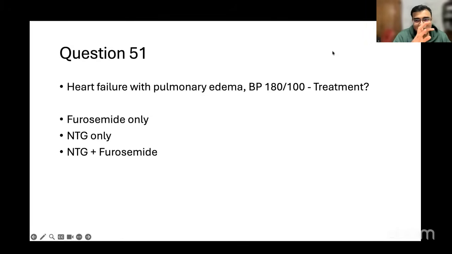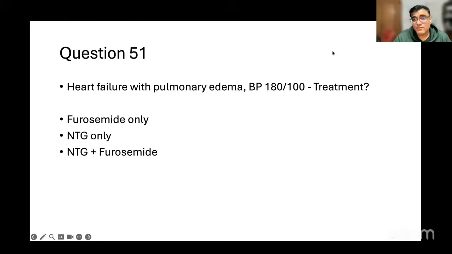In the SCAPE algorithm, non-invasive ventilation with NTG is the treatment. But if they are also describing heart failure with volume overload, then obviously you have to give diuretics as well. So I don't know what exactly they had used in the scenario. It becomes very difficult to say what would be the correct option, but I think probably NTG plus furosemide would have been the option, as Sir said.